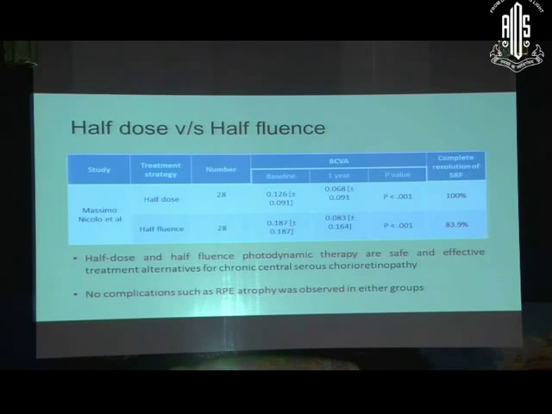Regarding half dose versus half fluence, there is only one study which compares them, done by Massimo Nicolo et al. It shows SRF resolution in 100% of cases in half dose and 83.9% of cases in half fluence. But both half dose and half fluence photodynamic therapy are safe and effective treatment alternatives for chronic central serous retinopathy. Also, no complications such as RPE atrophy were noted in both the groups.